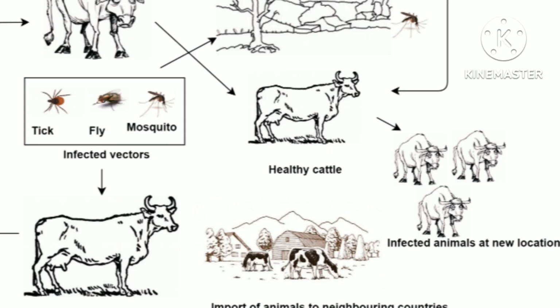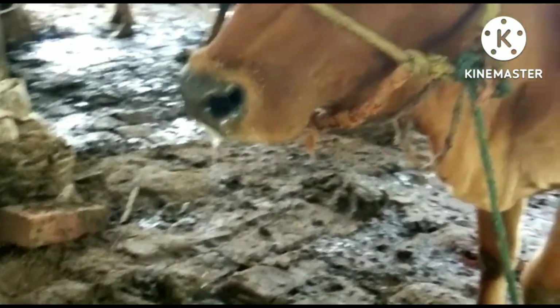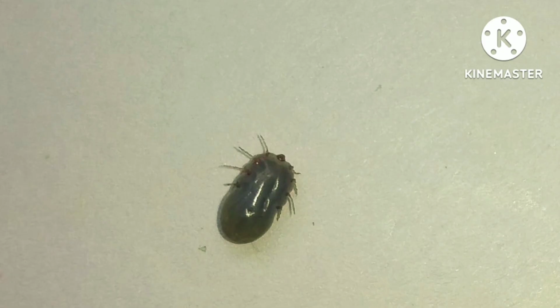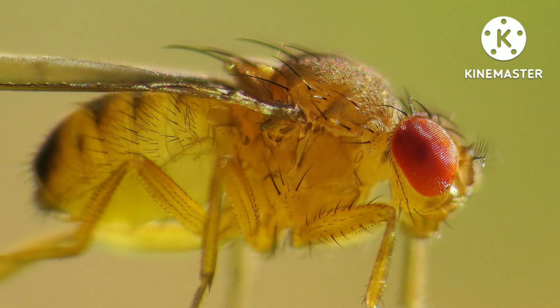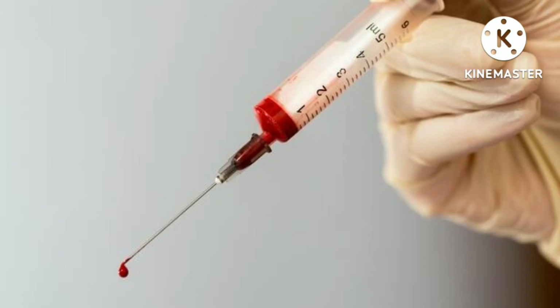Transmission of lumpy skin disease: there are different modes of transmission. Out of that, secretions of infected animals, like semen, milk, nasal secretion, lacrimal secretion, etc. The next mode is different types of ticks, mainly Rhipicephalus and Amblyomma species. Different species of fly and mosquito are also responsible for transmission. Contaminated syringes and needles can also transmit the disease.